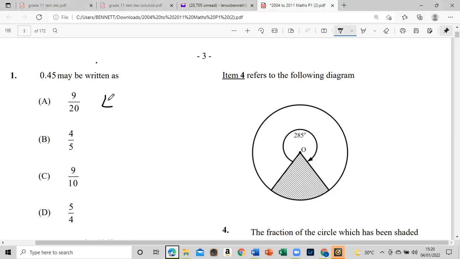So 0.45 can be the same thing as 45 over 100. Right? And now we divide both the top and bottom by 5. So that's 9 over 20. Alright. Let's move on to number 2.